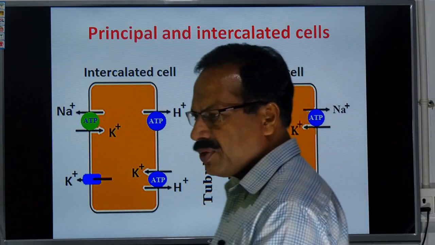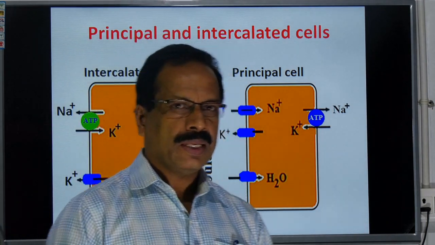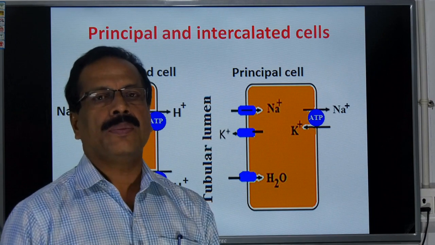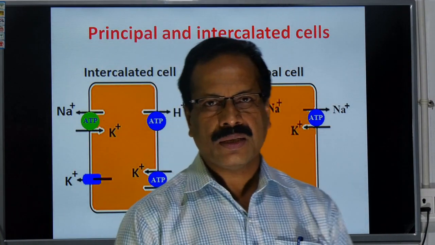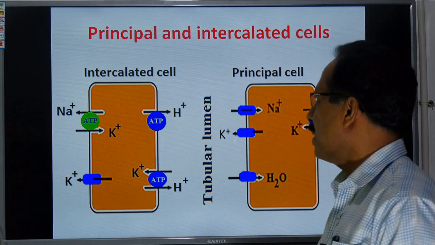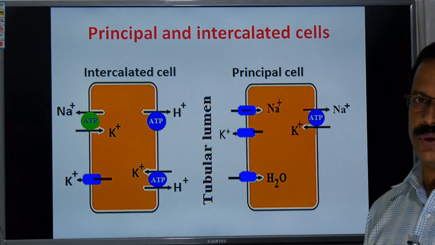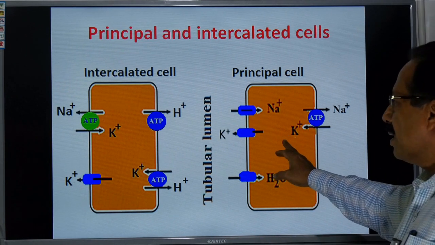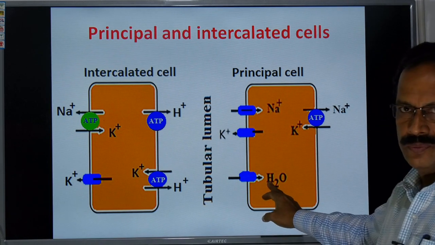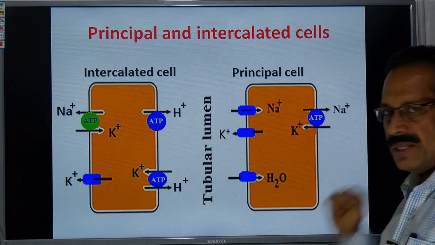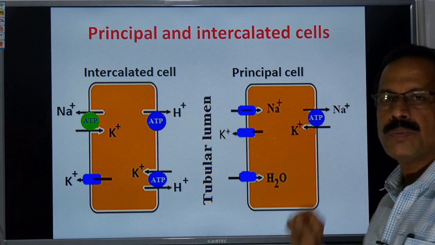And we have seen that in other parts of the nephron, the epithelial cells at each part are of the same type. But when it comes to the late distal convoluted tubule, there are two types of cells, intercalated cells and principal cells. They differ in their function. The principal cells help in the reabsorption of sodium and water and secretion of potassium.